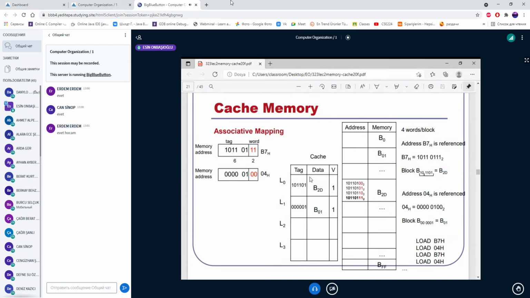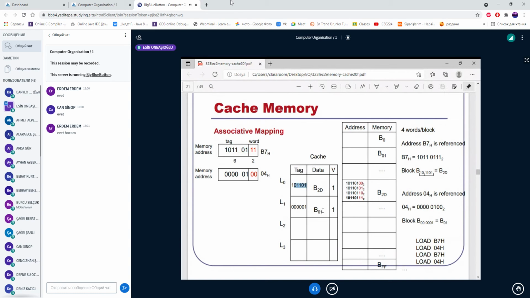Now, here, the rightmost 2 bits are the word field. Again, we assume that there are 4 words in a block. And the rest is used as the tag. So, this is the tag for it.